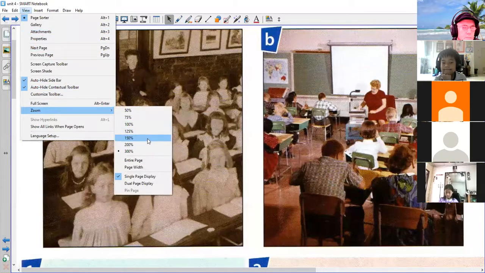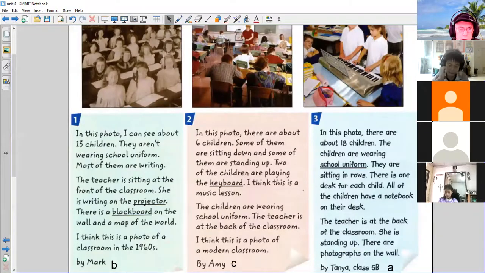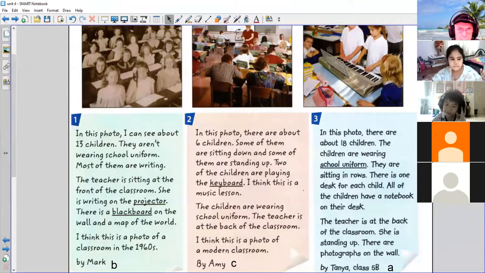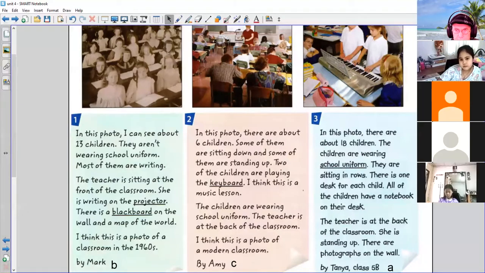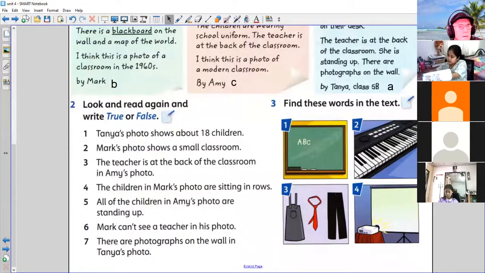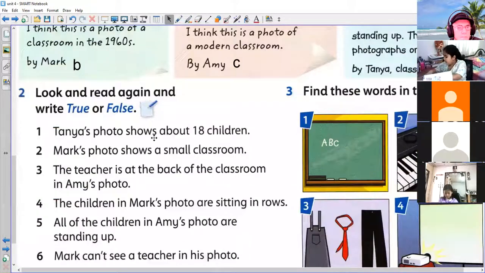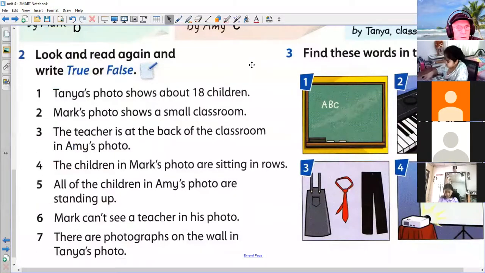So, Mark's description is about picture B. Amy's is picture C. And Tanya's description is of picture A. Right, we'll move down here to this part.